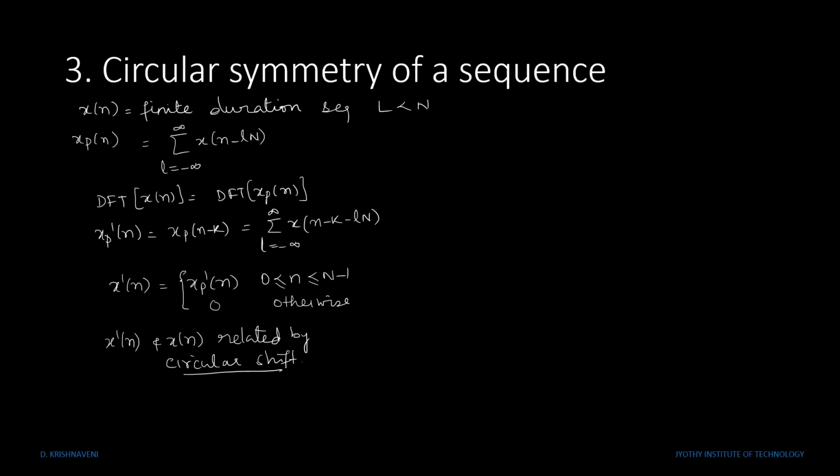Now we'll see what the circular shift is. Let us take one example to explain this concept. So we have x of n, which is a finite duration sequence. So let me take one finite duration sequence. Let us say it has 4 samples. Let the sample values be 1, 2, 3 and 4. This is our x of n.